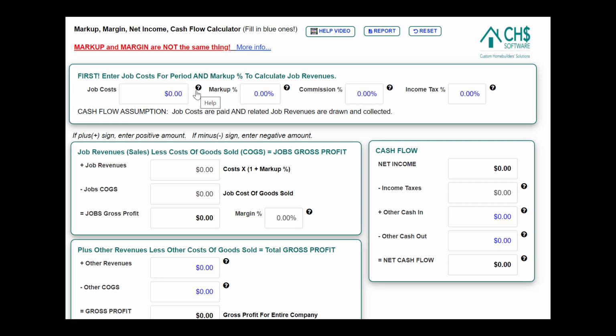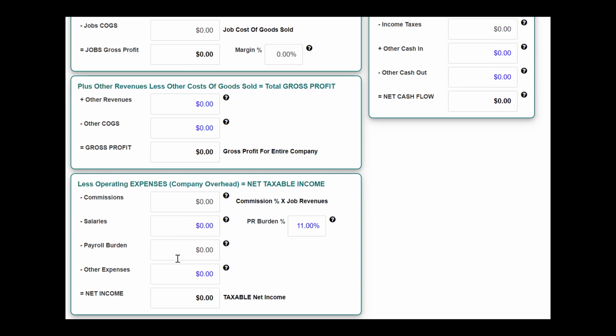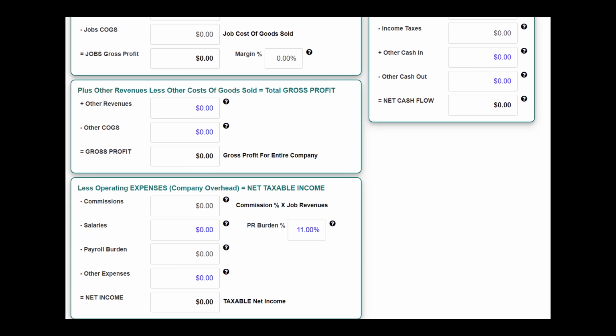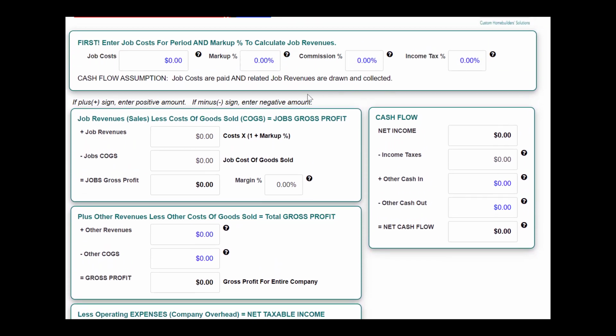Let's take a second to look at the rules on this calculator. First of all, up here at the top you'll see that it says fill in blue ones. That means these things that show up in blue. If they are in black, CHS is calculating those amounts. So you'll see various things on this screen where you can enter how much is your salaries or other expenses or a payroll burden, etc. We'll get to that, but they're all in blue, and this is where you would put how much you as the owner have left to take out of the company. So we covered that real quickly, that it's everything in blue.